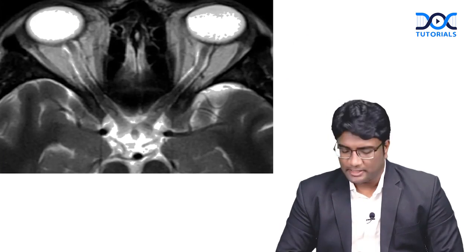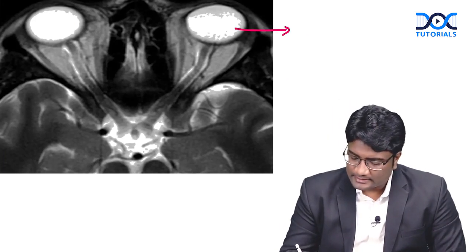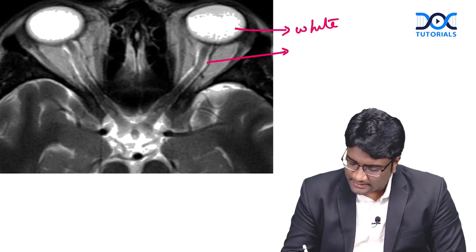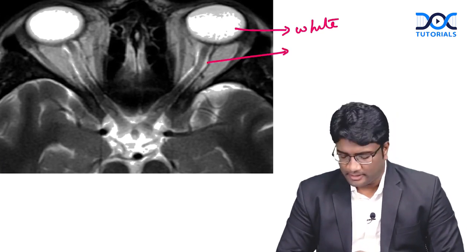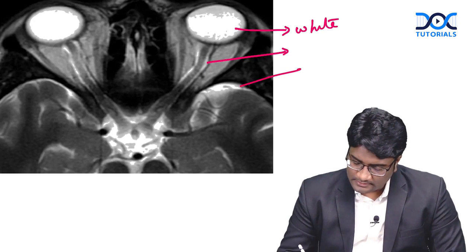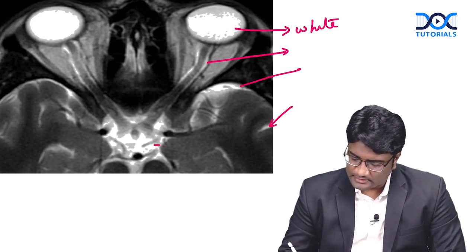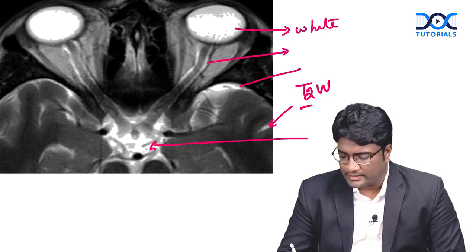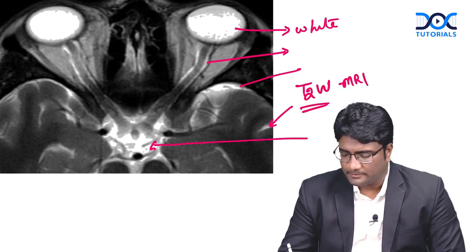So if you look at this image, you can see that the vitreous appears white, right? You can see the subarachnoid space around the optic nerve is appearing white. The sulcal spaces, the cisternal spaces, they are appearing white. So this is your T2 weighted MRI.